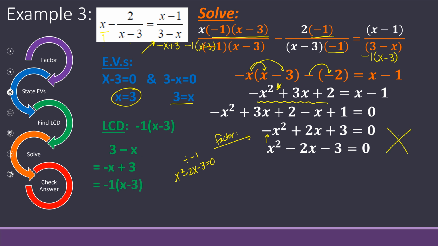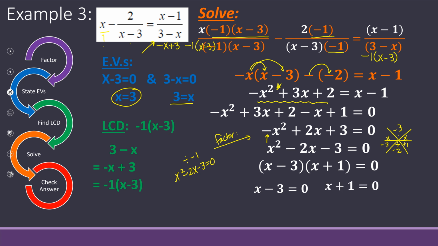So we're going to look to see what multiplies to negative 3 and adds to negative 2. The only things that multiply to 3 are 3 and 1. I need a negative 3 and a positive 1. So there are my x's on top. So the factors are x minus 3 and x plus 1. Set them equal to 0 and solve to get x equaling positive 3 and negative 1. Okay, now check.